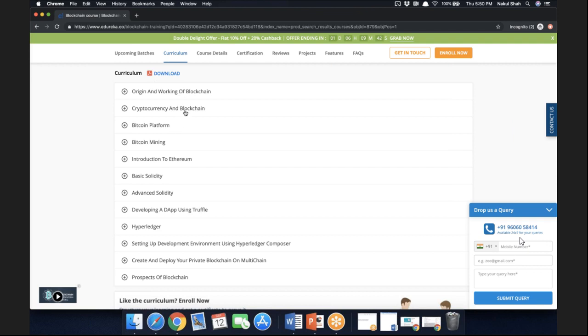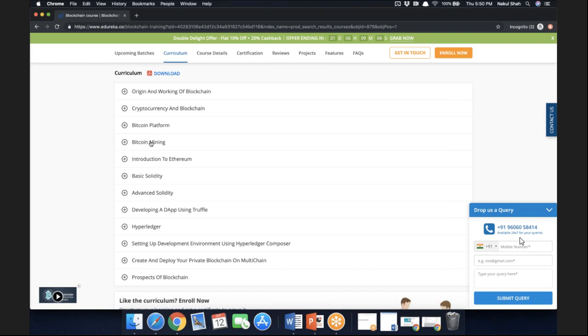The second module is on cryptocurrency and blockchain. In this module, we'll talk about the various properties of blockchain, its core components, and the distinction between blockchain and traditional databases. The third module is on the Bitcoin platform, and in this module, we get a better understanding of Bitcoin. As I had mentioned earlier, a lot of people use the terms Bitcoin and blockchain interchangeably. So the main idea of this module is to ensure that people understand the difference between Bitcoin and blockchain, what is the relation between them, and how the two are different.